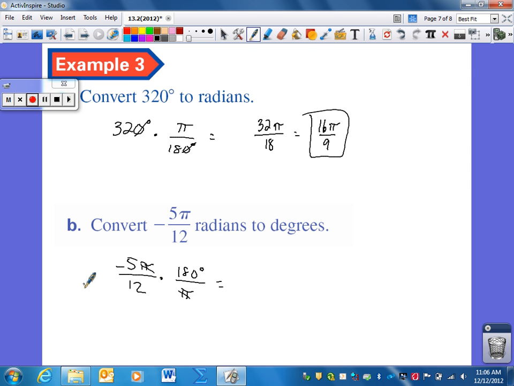Pi's are gone. Can I simplify 180 and 12? Yes, I can. They're both divisible by 12. So that becomes 15. 5 times 15 is? Not all at once. 75. And then a negative times a positive? It's negative. Good. So it's a negative 75 degrees. It's the same thing as negative 5 pi over 12. And that's it. Yay.